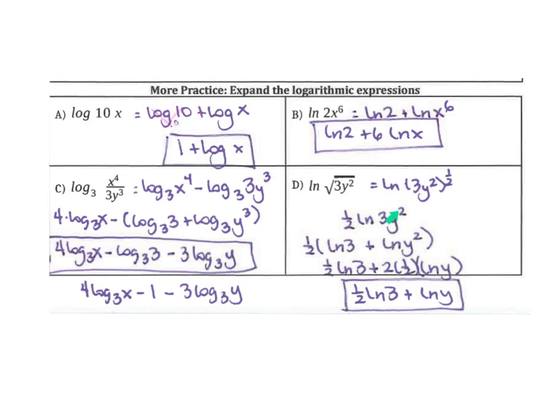I separated this in here. Then I'm going to distribute this 2. This 2 goes in the front, right? The 2 goes in the front. And then I did another thing where I distributed the 1/2 inside. So the 1/2 went here and here, then I put the 2 in the front, and then I simplified all the way. This is 1/2 natural log of 3 plus 2 times a half is just 1 of natural log of y.